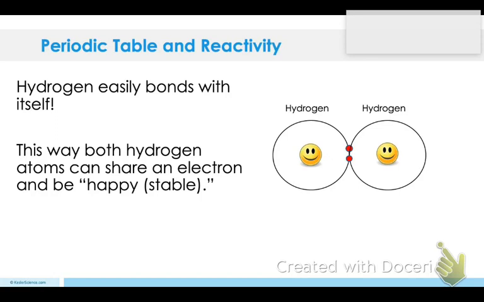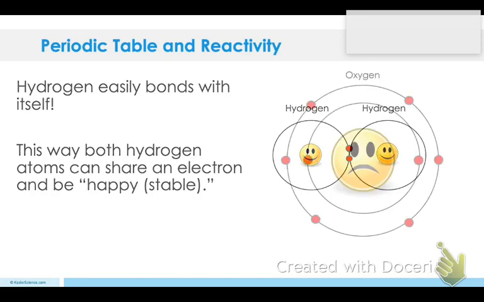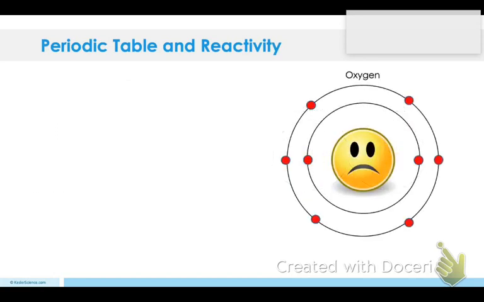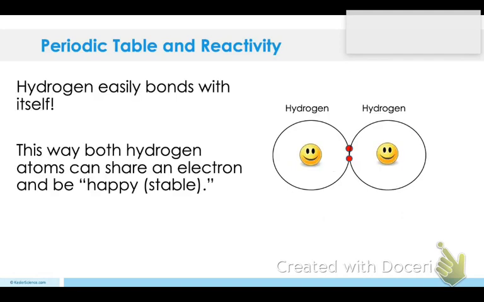Hydrogen easily bonds with itself. Since hydrogen has 1 electron, to have that happy number 2, it's going to bond with itself. This way both hydrogen atoms can share an electron and be happy or stable.